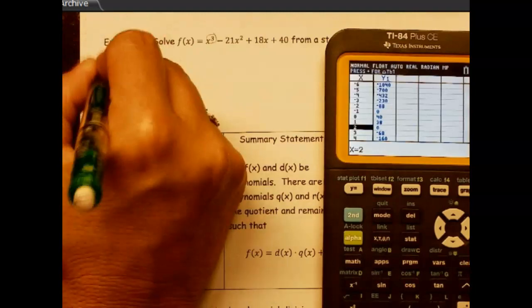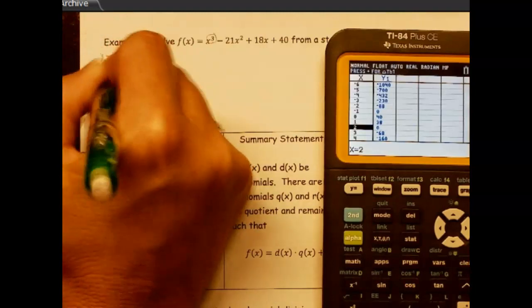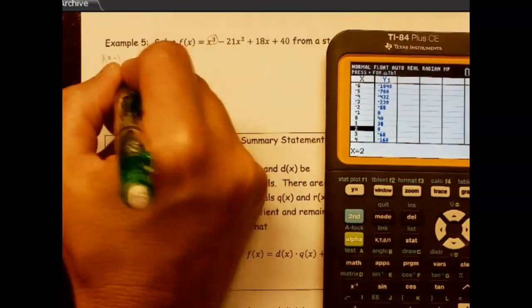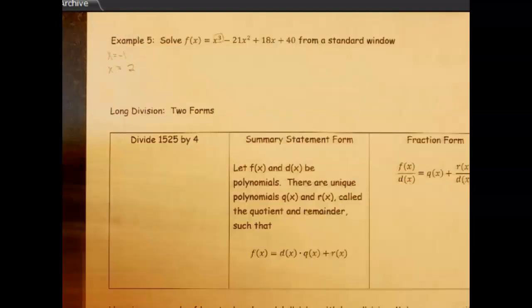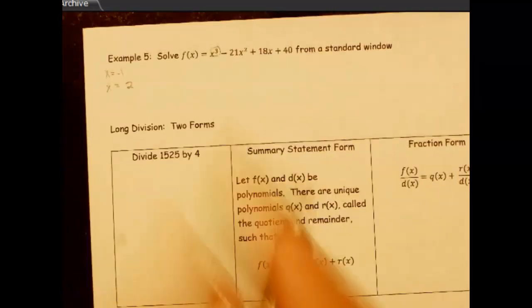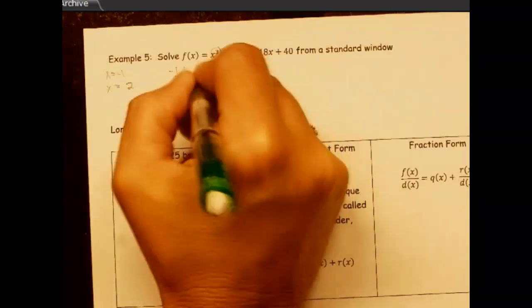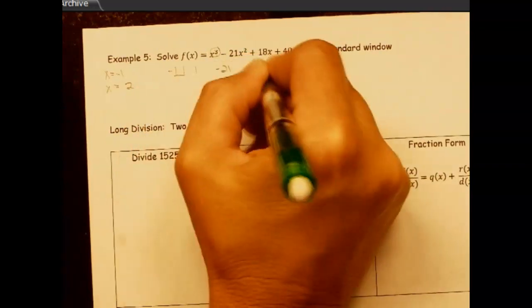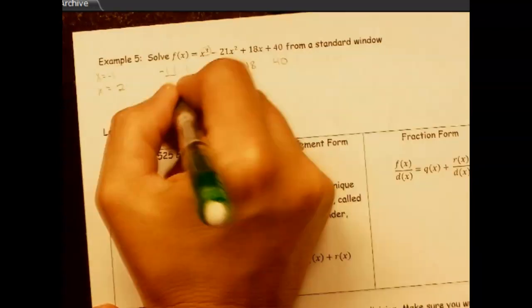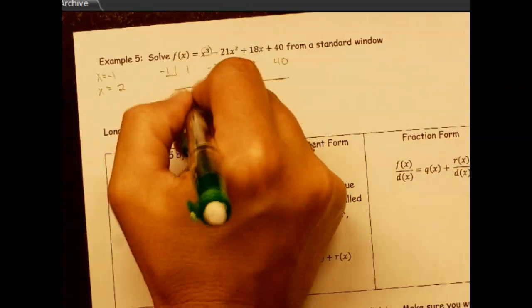So I'm writing myself a note. I've got x is negative 1. I also have x is equal to 2. So we're going to start by synthetically dividing, and it doesn't matter which one. I'm going to synthetically divide by negative 1 to begin with. We've got 1.